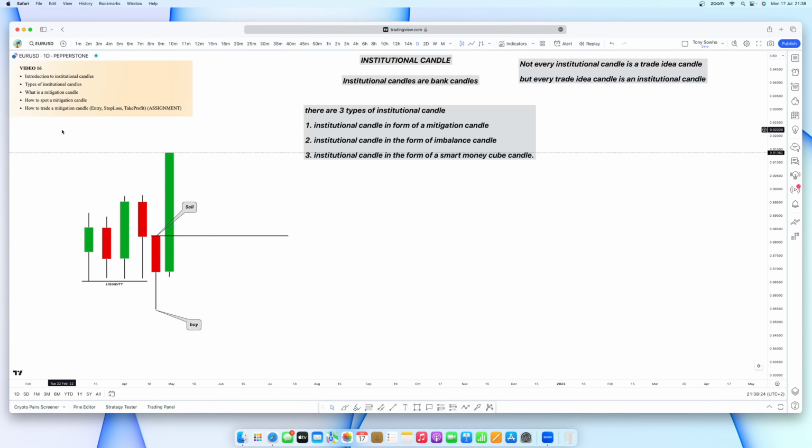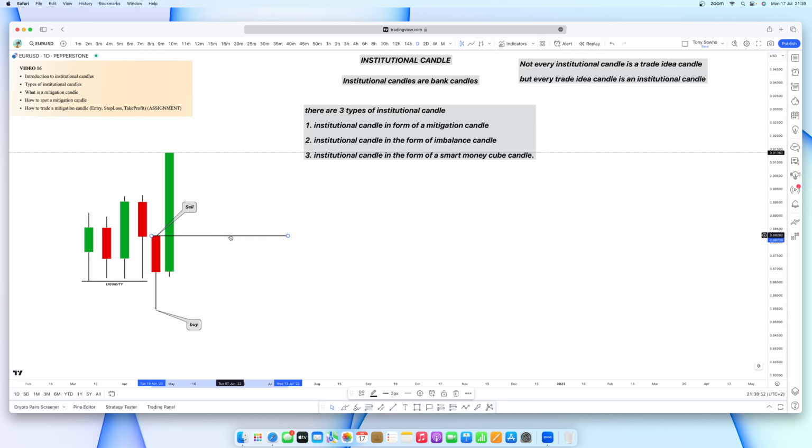So now that takes us to the next and the last thing we're going to be talking about, which is how to trade a mitigation candle. How then, with all this information I have provided to you, how then do you trade it? That's the most important thing. How do I make money out of this? There are two ways you can trade a mitigation candle. You either trade it at the open or trade it at the 50%.